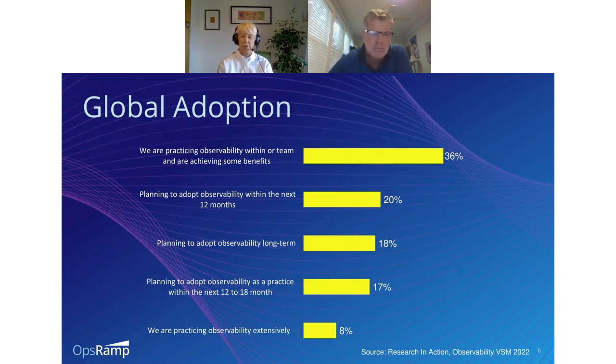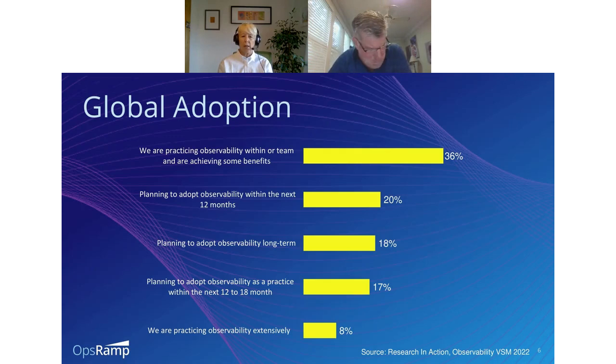And this is from the research we've done at Research in Action recently on the vendor selection matrix on observability. There are people, let's put it this way, tipping their toes in. There is still some planning. So within the next 12 months, about 20%, in terms of the long term, 18%, and then 12 to 18 months, medium term, 17%.